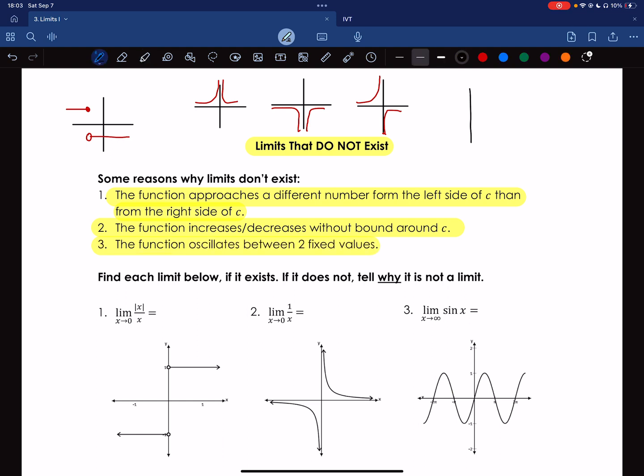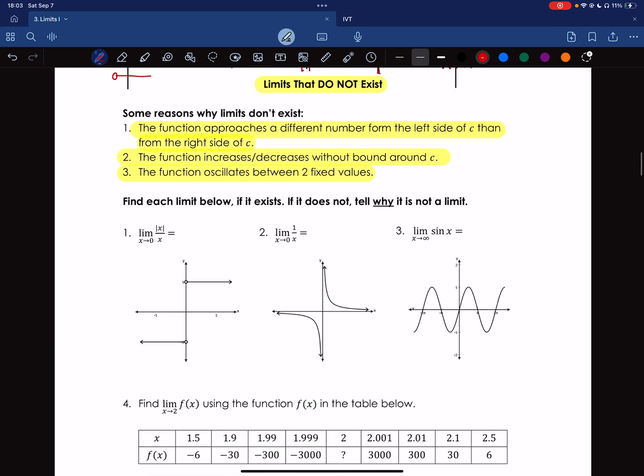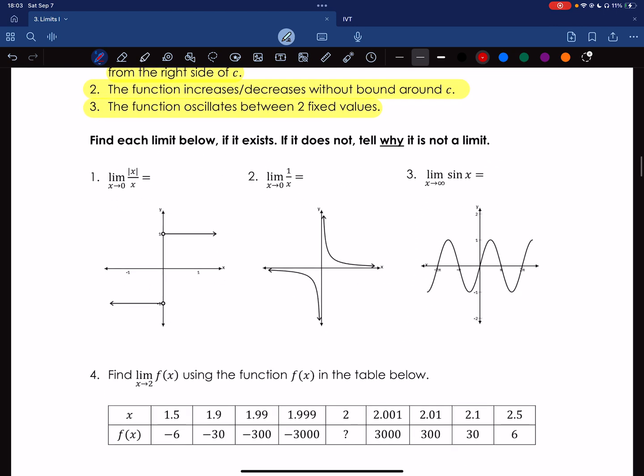What this could look like as far as a graph goes is that it could just be oscillating, bouncing and bouncing forever and ever. It just keeps following that pattern over and over. So it's hard to tell what it's actually approaching. Okay, the examples below: find each limit below if it exists.